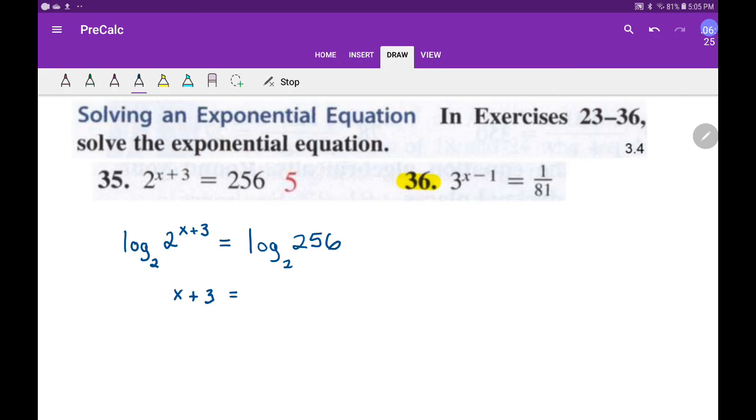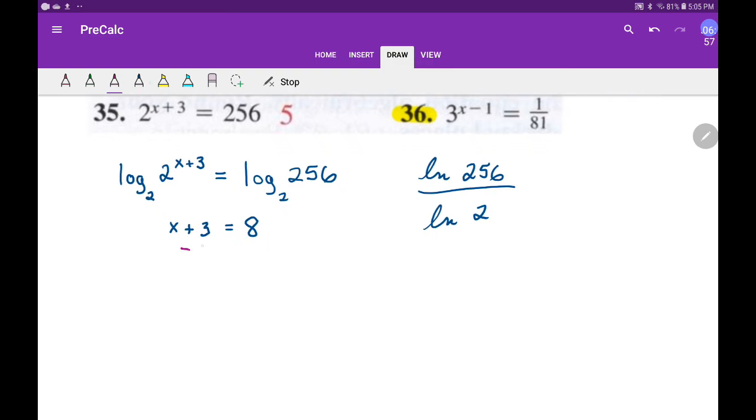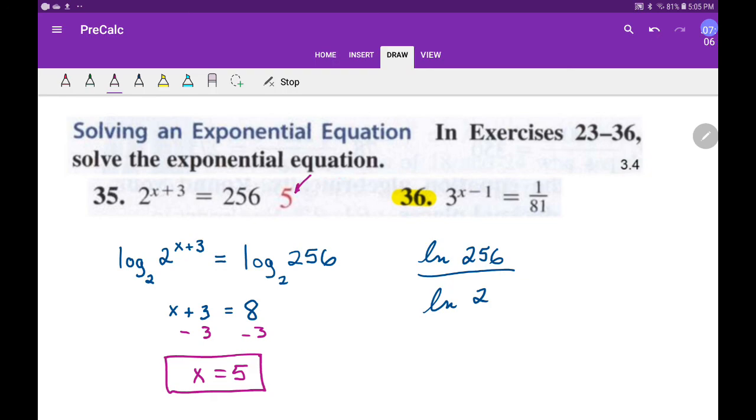And then, you can do this on your calculator. You can figure out how many 2's are in 256, and you will find out, if you want to do the change of base, that'd be, let's just use natural log, natural log of 256 over the natural log of the base I don't want, 2. And when you do that, you're going to get 8. Because there's 8 times, 2 times 2 times 2, 8 times is 256. And now all I have to do is subtract 3 from both sides. And you can see how I got 5. x is equal, as it says here, x is equal to 5.